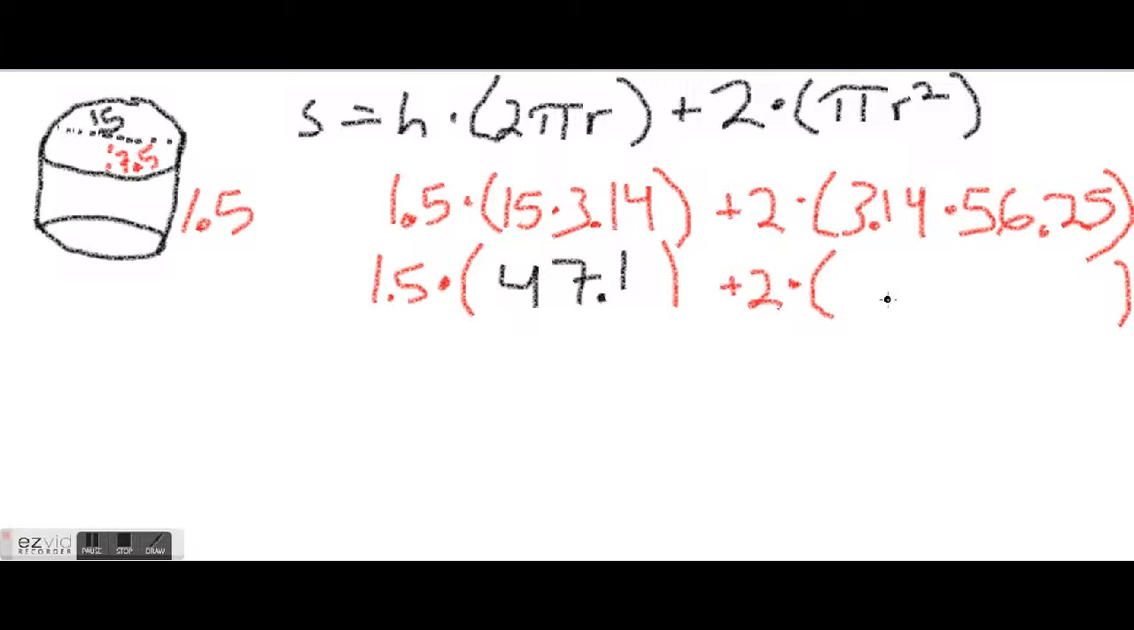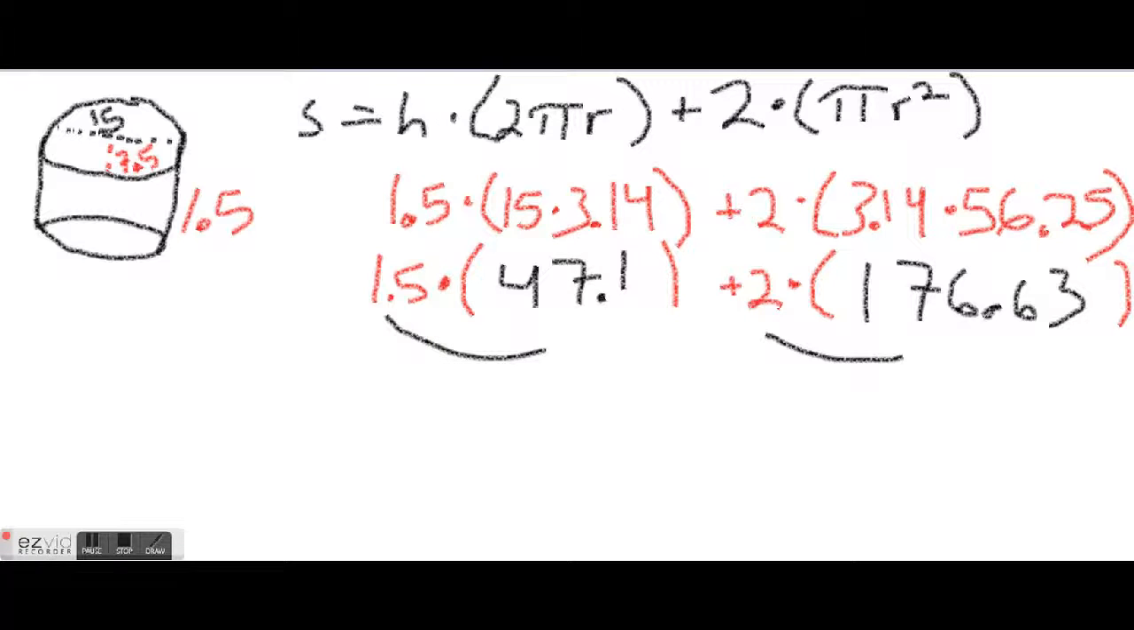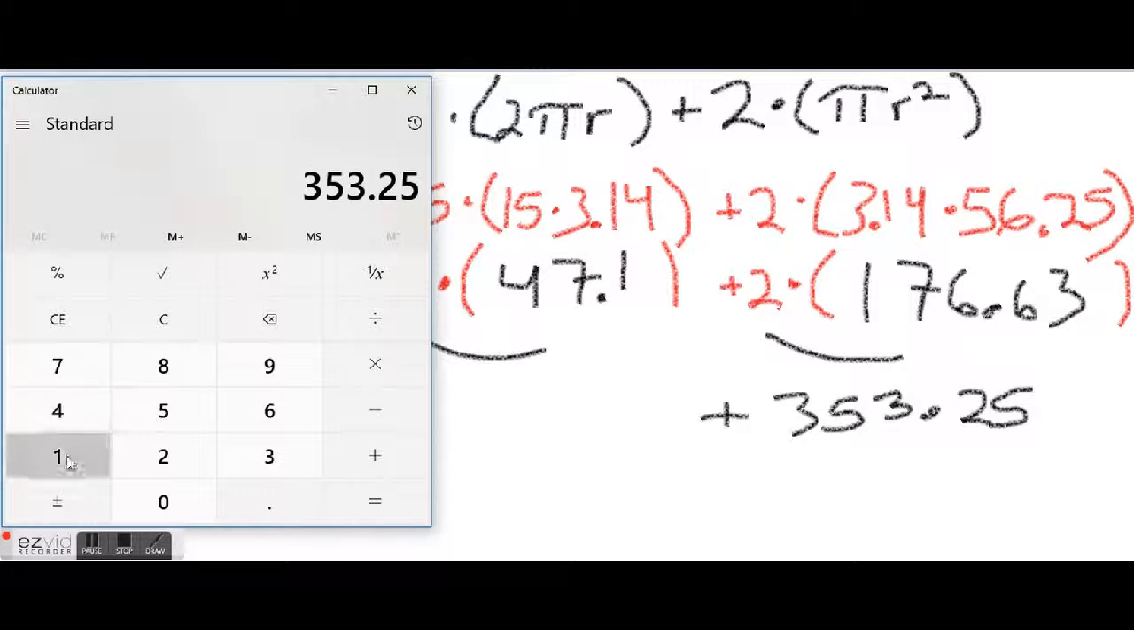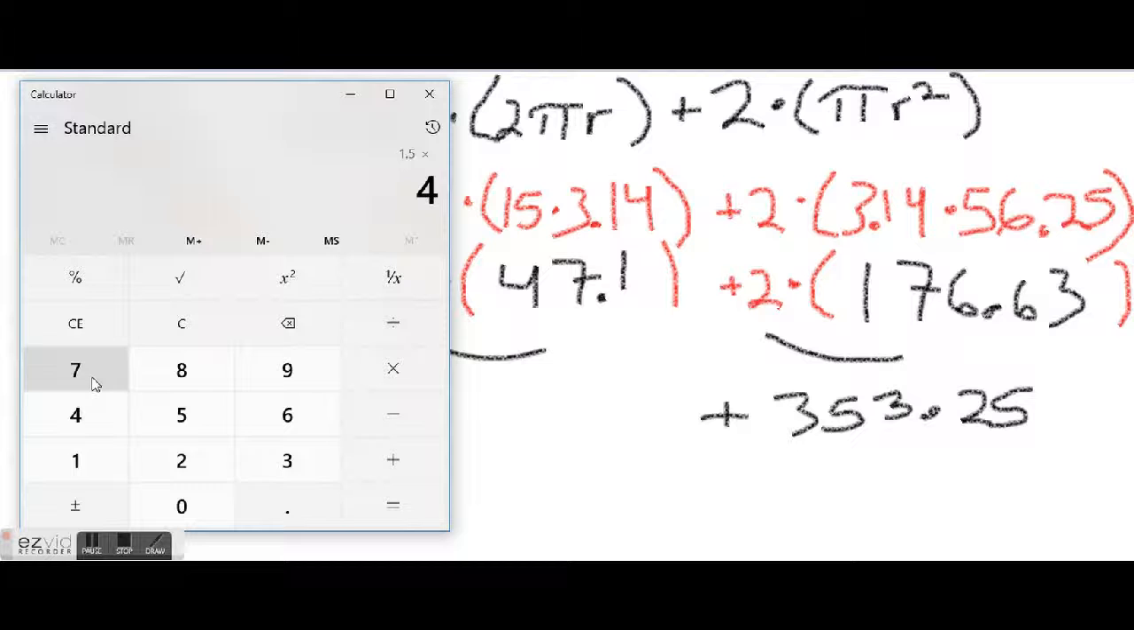176.63. Alright, so now we have to multiply these two and then add them. So let's work on this one. 176.63 times 2 gives us 353.25. 353.25 plus whatever this is, 1.5 times 47.1 equals 70.65. Now we got to add these two and then we get our answer.